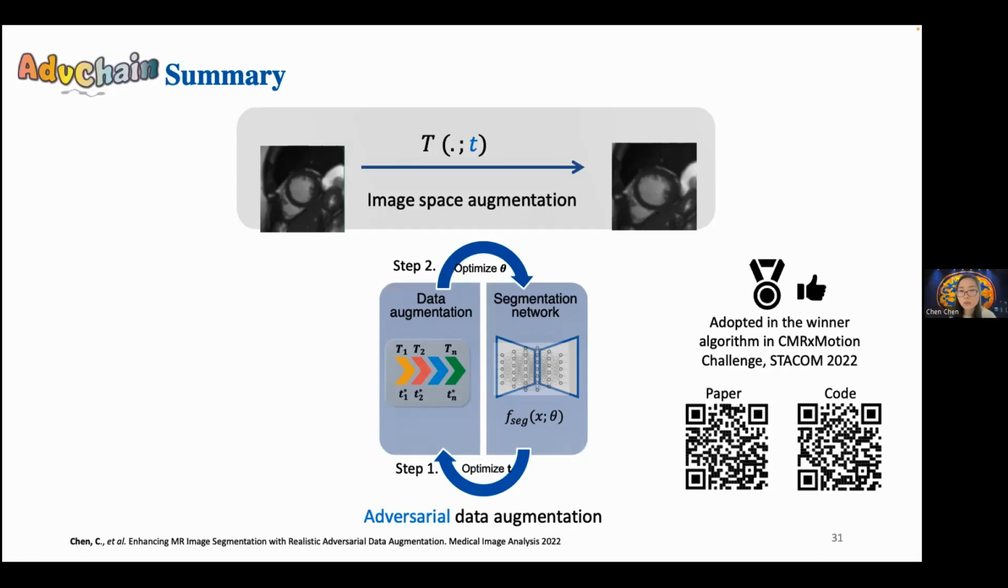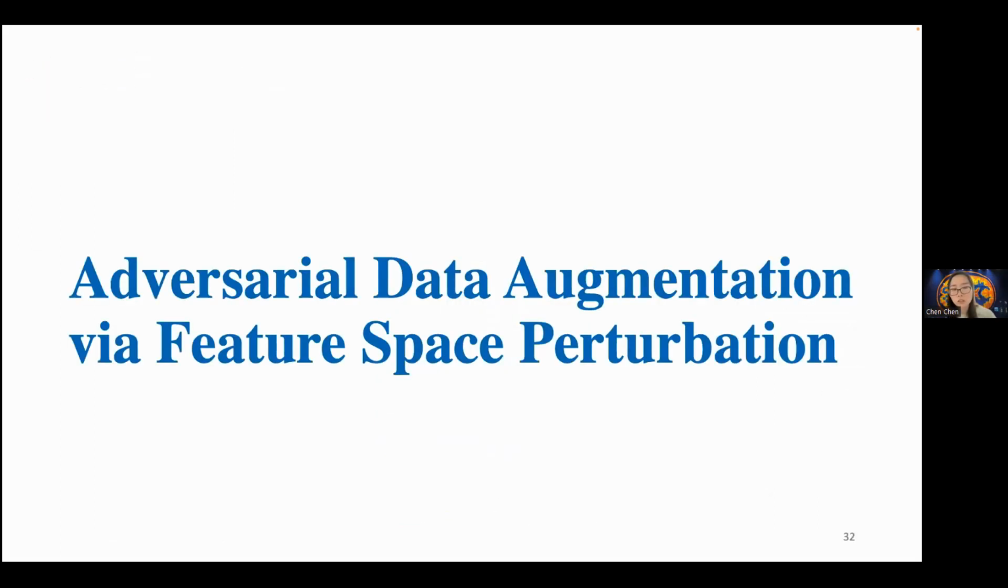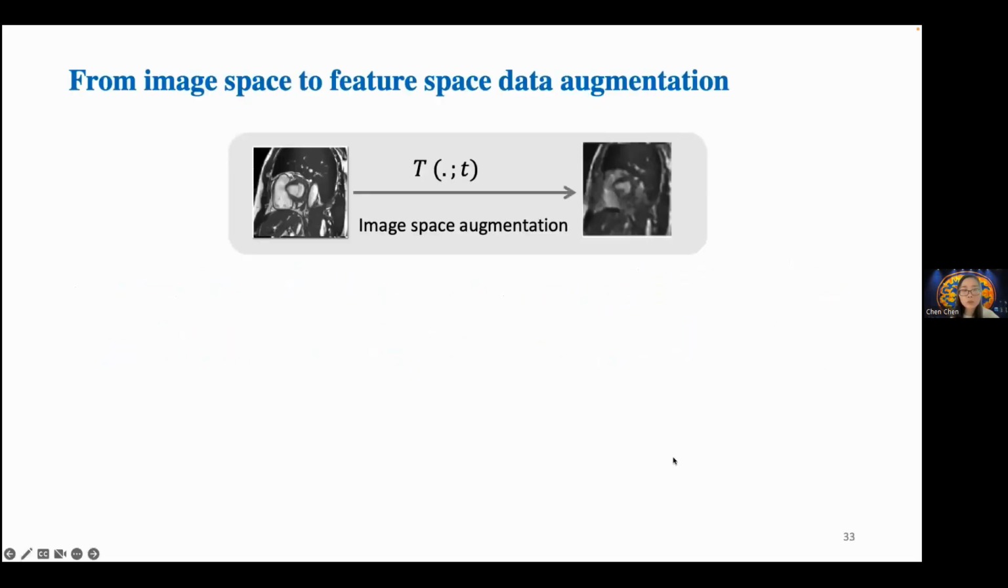Okay, any other questions? If not, I will go to the second part. The second part is about adversarial data augmentation via feature space perturbation. I think previously we have discussed a little bit about the limitation highlighted by Lena as well. Very thankful for the question.